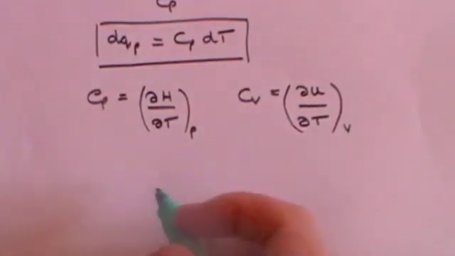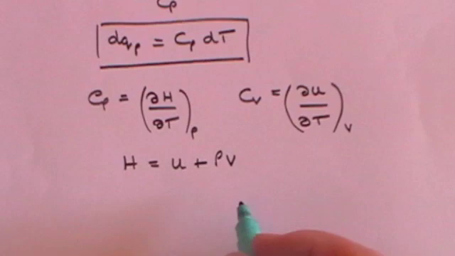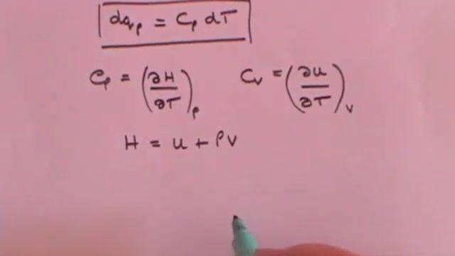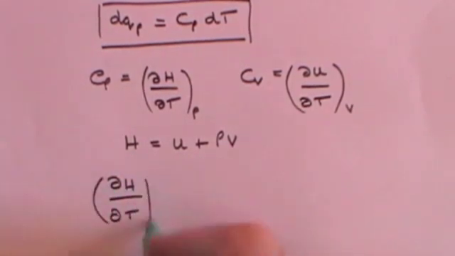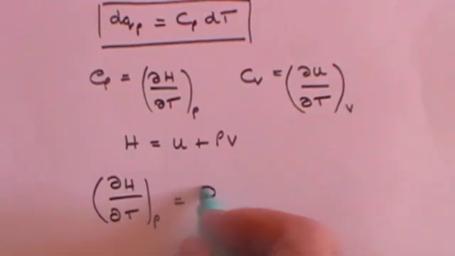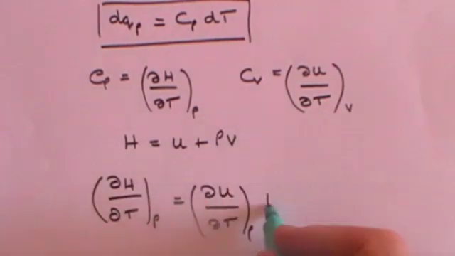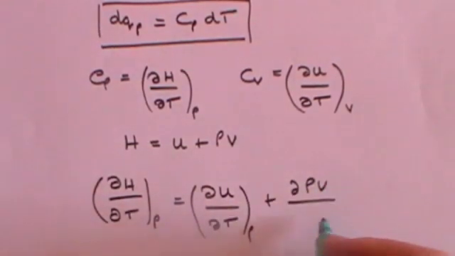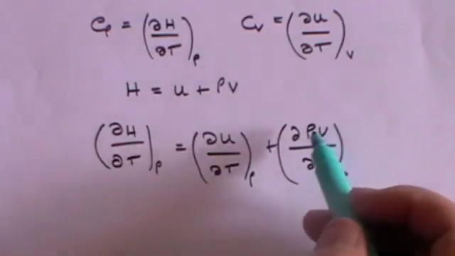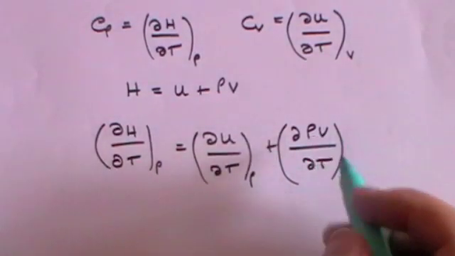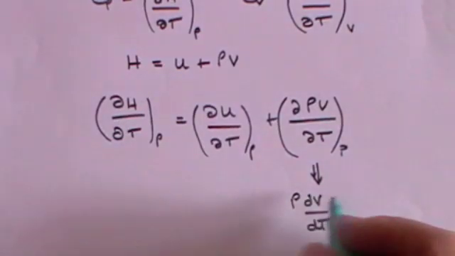Now you'll recall that we defined enthalpy as being the internal energy plus PV. We've defined that before. And once again, you can use the partial differentials by saying that the partial differential of H with respect to T at constant pressure is equal to the partial differential of U with respect to temperature at constant pressure plus d(PV) with respect to temperature at constant pressure. But at constant pressure, this P term is obviously a constant. So this term here is the same as P dV by dT at constant pressure.